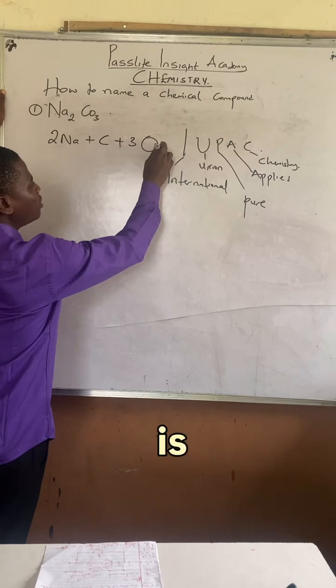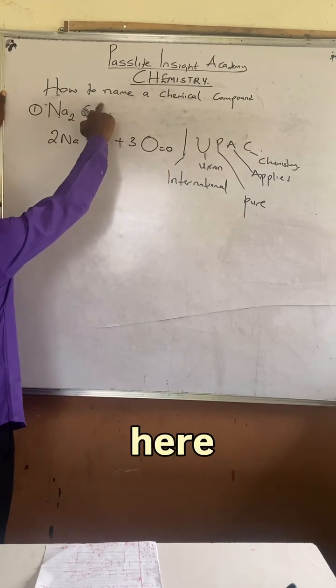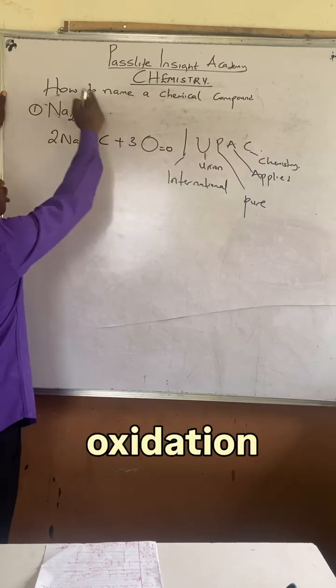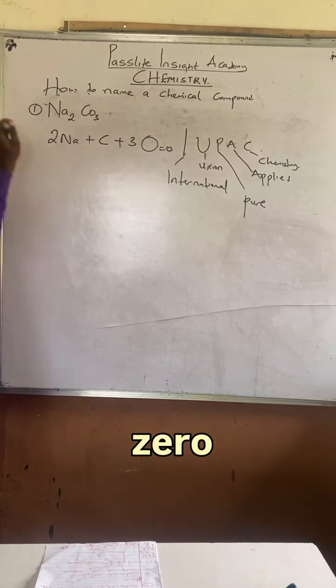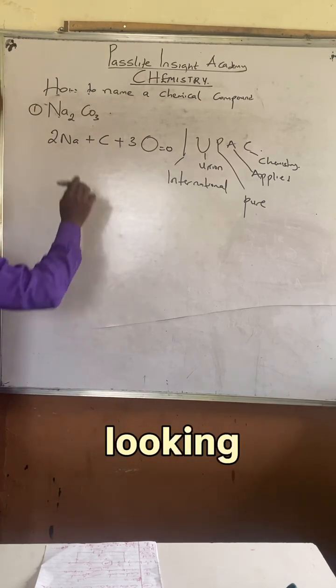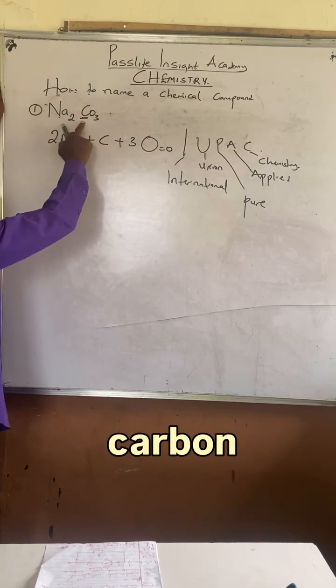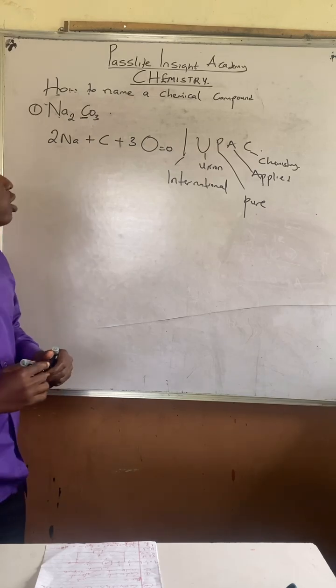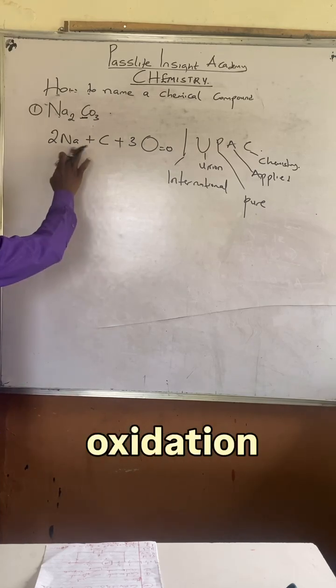And their sum is equal to 0 because there is no charge here. Since there is no charge, the oxidation number of all of them is 0. The one I'm always looking for is this carbon. So, I want to know the oxidation number of sodium.